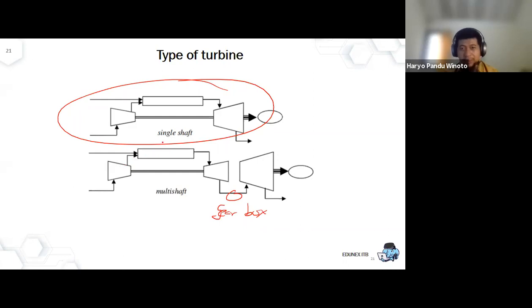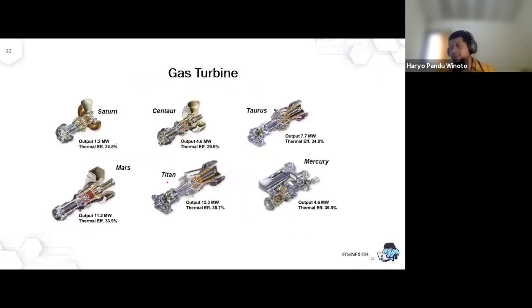Turboprop airplane, turbojet airplane, and then at the chemical plant it is usually single shaft. And then here is the gas turbine. A lot of types, Saturn, Centaur, Taurus, something like this, but usually people buy it from GE.